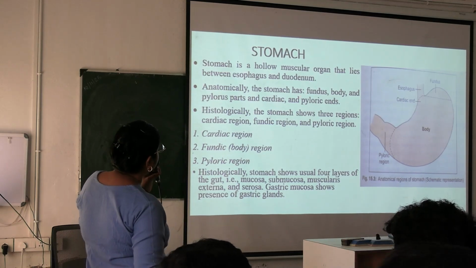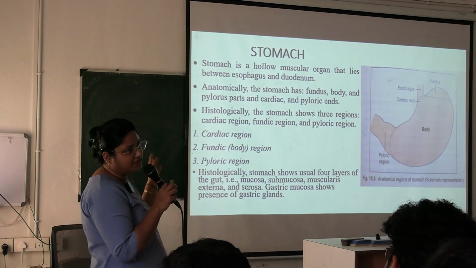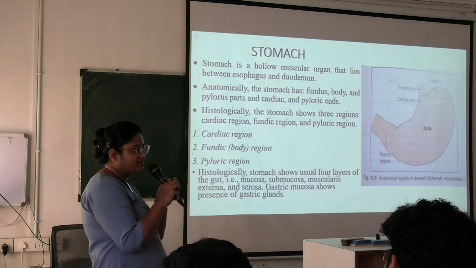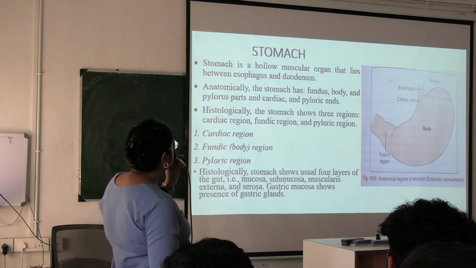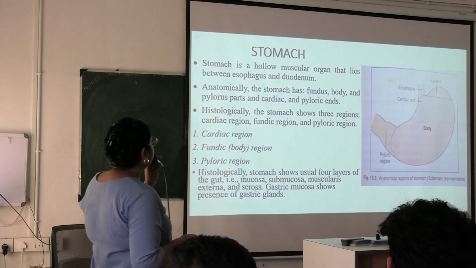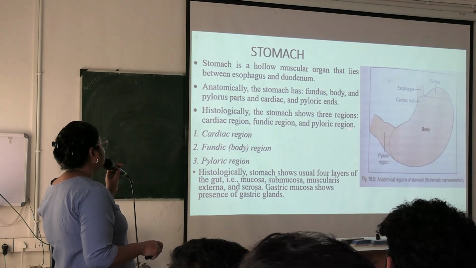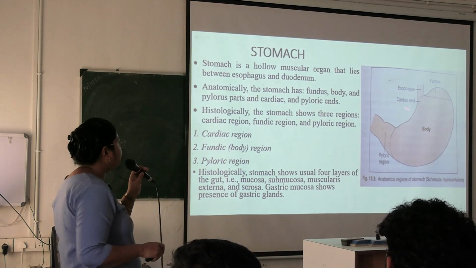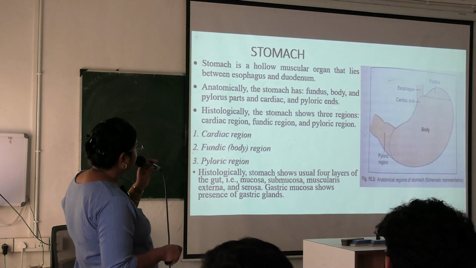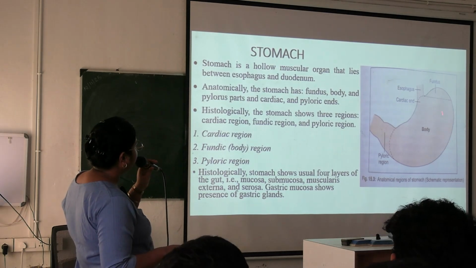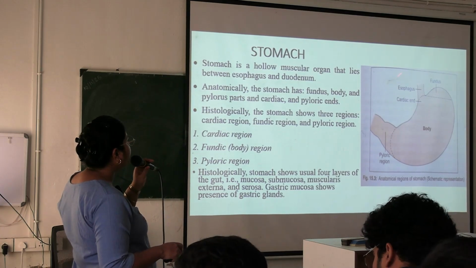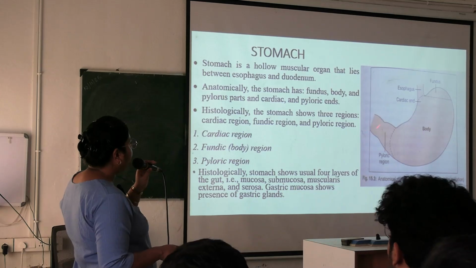So, stomach. This is gross features. Gross features we will discuss. After that, we will go to the histological picture. Okay. So stomach is a hollow muscular organ. See, this is stomach that lies between the esophagus and the duodenum. And anatomically, it has a fundus, body, pyloric part, and two ends, cardiac end and pyloric end. So this is fundus, body, and this is pyloric region.